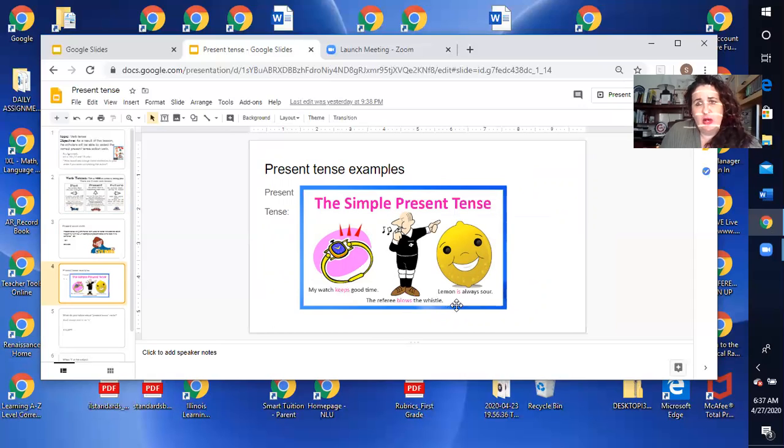Lemon is always sour. Is actually a verb. It is what we call a state of being. He's not doing anything other than existing, but existing in and of itself is an action. So is what the lemon is doing, being sour. That is the action there.